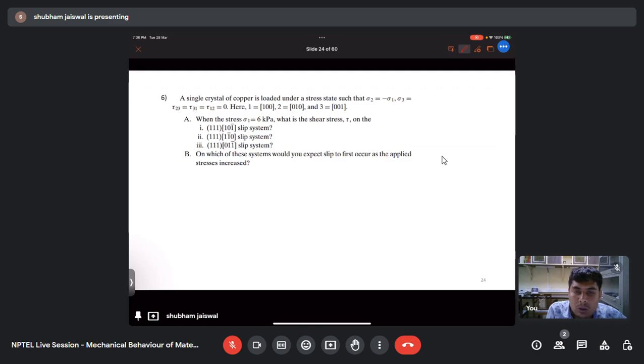It's a very interesting question. They have given a single crystal of copper loaded under a state of stress such that sigma 2 equals minus sigma 1, sigma 3 equals tau 23 equals tau 31 equals tau 12 equals 0. Here 1 equals 100, 2 equals 010, and 3 equals 001. When the stress sigma 1 equals 6 kPa, what is the shear stress tau on the first (1 bar 1 1) slip system, (1 bar 0 ...) slip system, and the third slip system? This is part A, and part B is: on which of these systems would you expect slip to first occur as the applied stresses increase? It's a very interesting question. You just need to think a little bit, and you will get the answer.